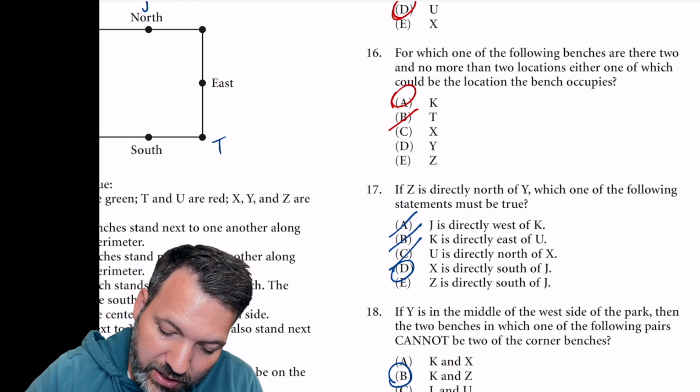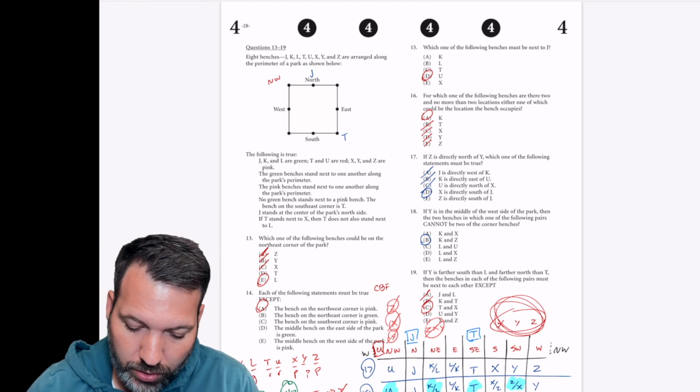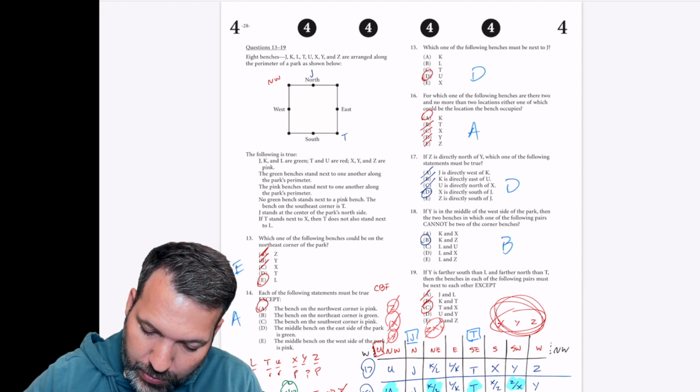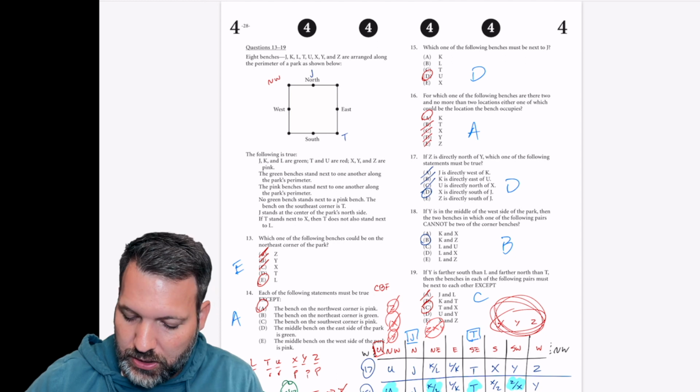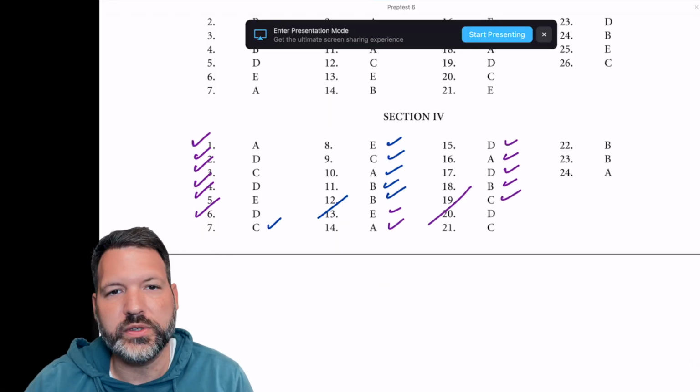So I'll tell you what, we did miss several deductions here, but I'm feeling good. I think we got all the questions right. E, A, D, A, D, B, C. Feels good. Always feels good to get them right.